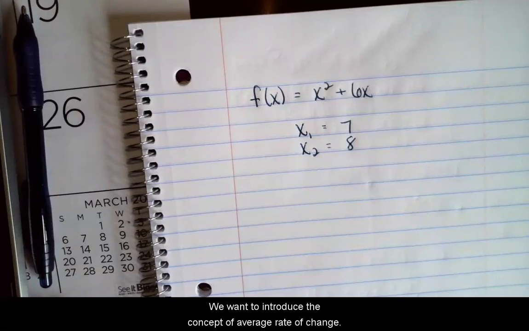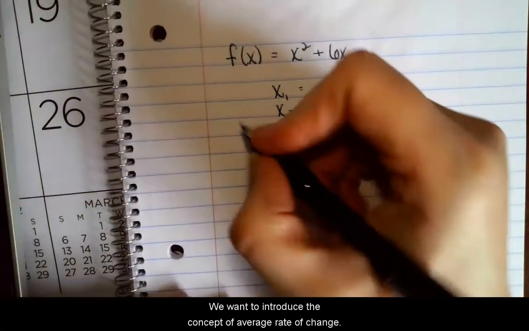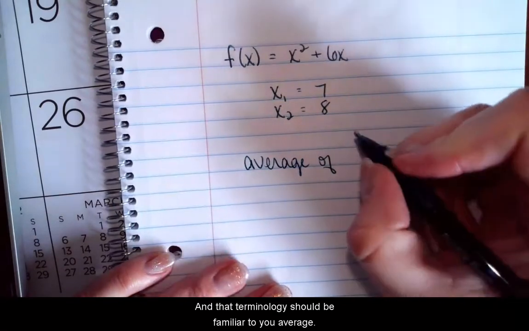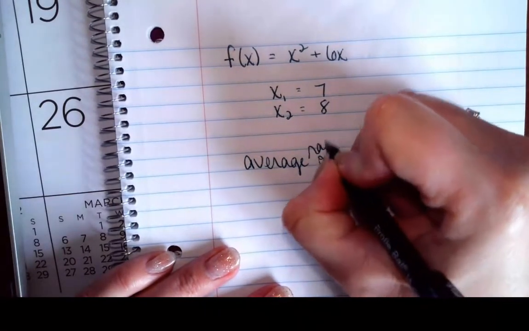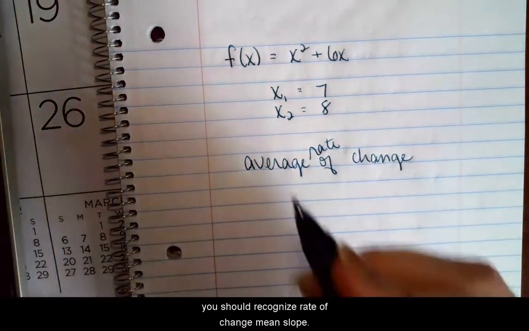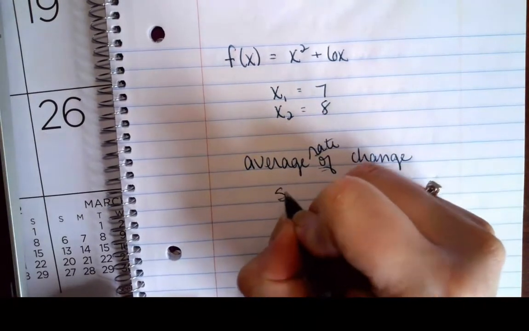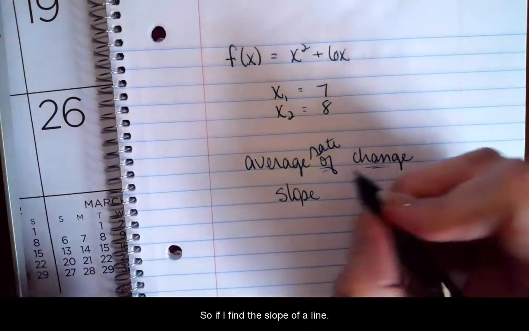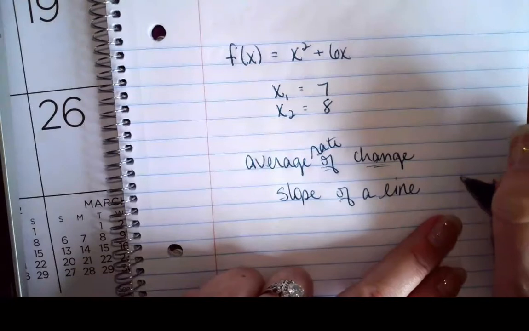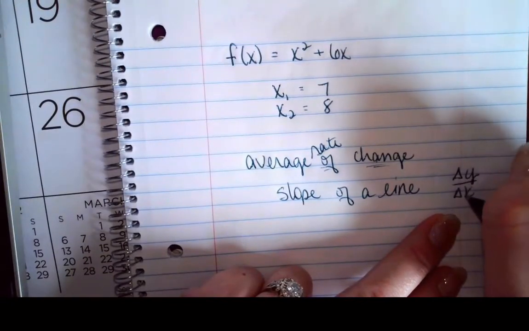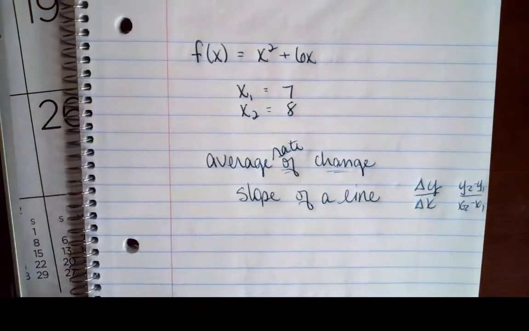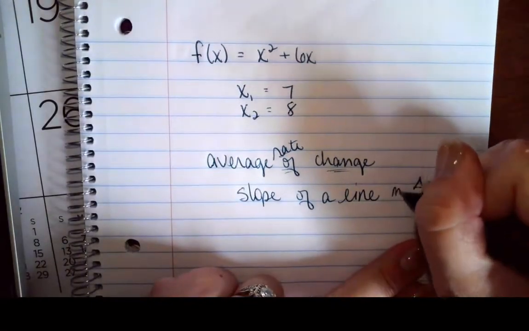We want to introduce the concept of average rate of change. That terminology should be familiar to you. You should recognize that rate of change means slope. So if I find the slope of a line, then that will tell me the average rate of change. So it's actually delta y over delta x, or y2 minus y1 over x2 minus x1, which you should recognize as the formula for slope.